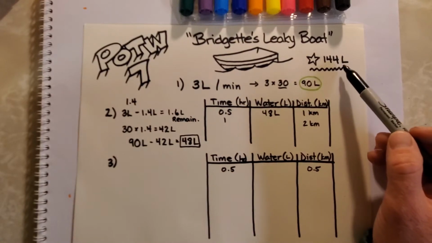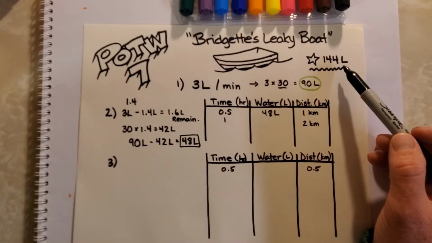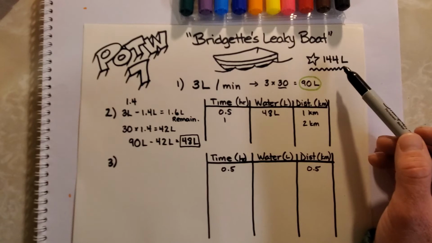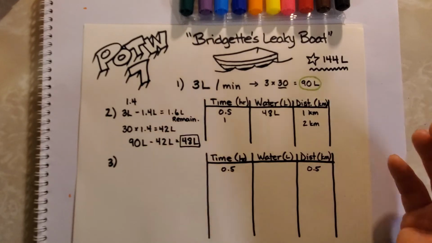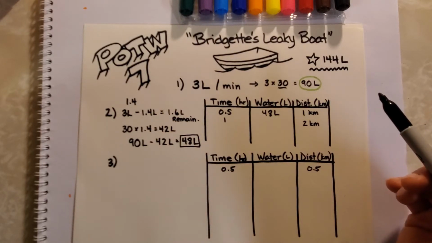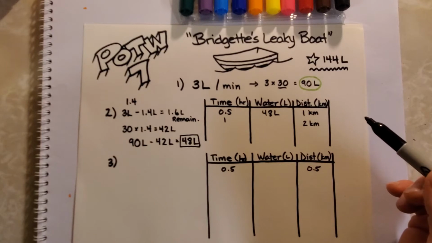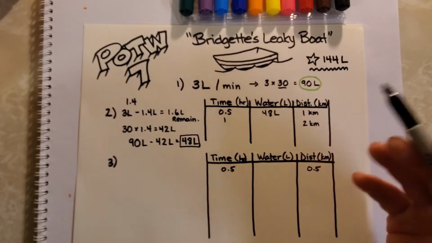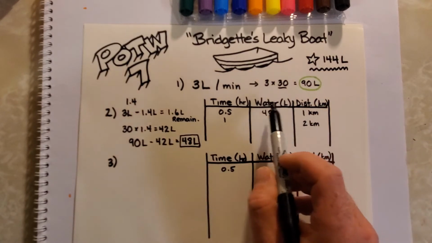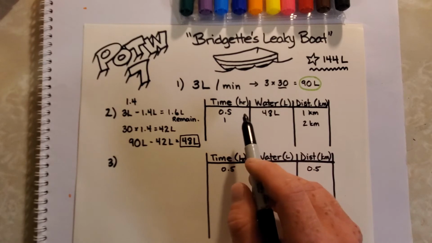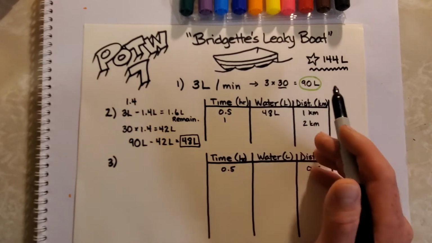We know that the boat will sink if it has 144 liters of water. And basically what they're asking us is, how far did she travel from the dock to where she hit that rock, to the point where she sprung a leak and then started paddling back or rowing back? How far did she travel? Okay, so we're going to use the water along with time and distance to calculate that.